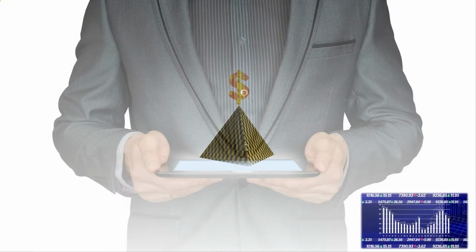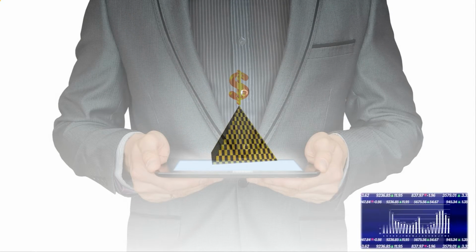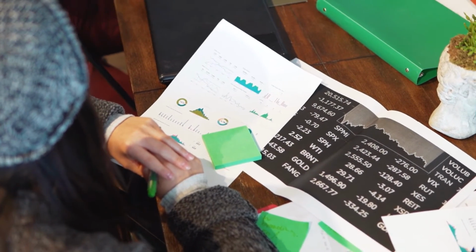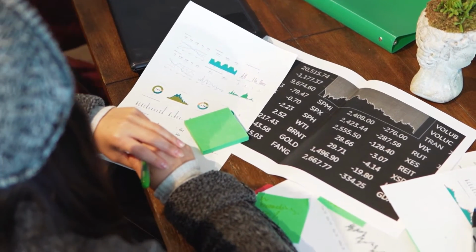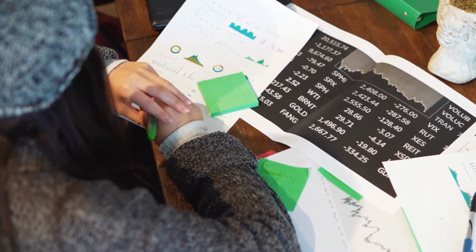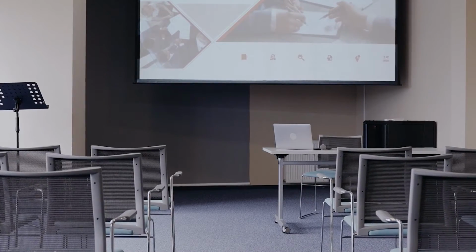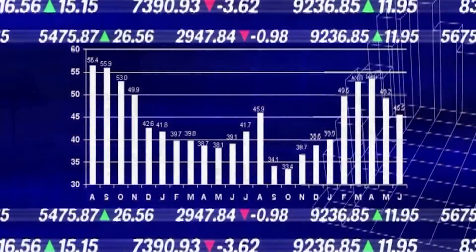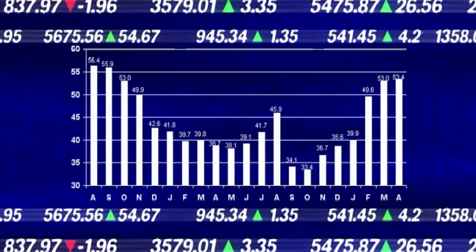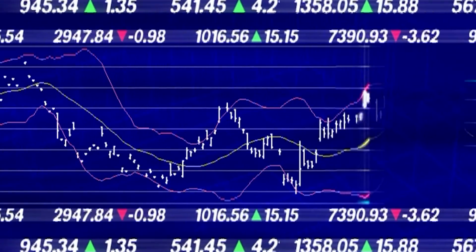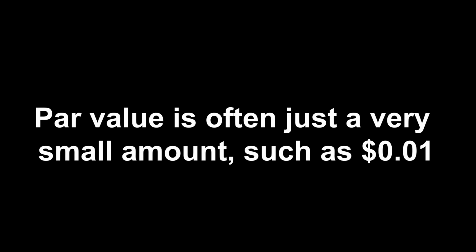Additional paid-in capital, or capital surplus, represents the amount shareholders have invested in excess of the common or preferred stock accounts, which are based on par value rather than market price. Shareholder equity is not directly related to a company's market capitalization. The latter is based on the current price of a stock, while paid-in capital is the sum of the equity that has been purchased at any price. Fast fact: par value is often just a very small amount, such as 1 cent.